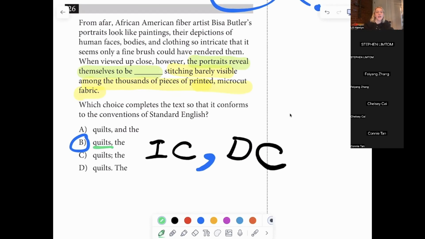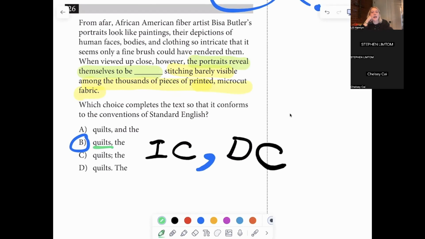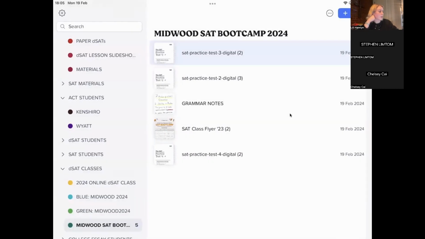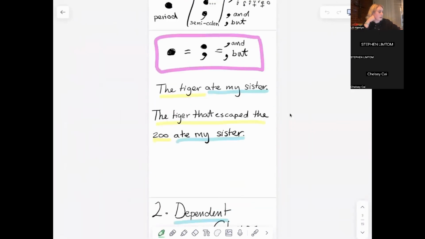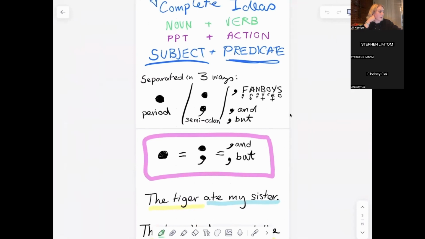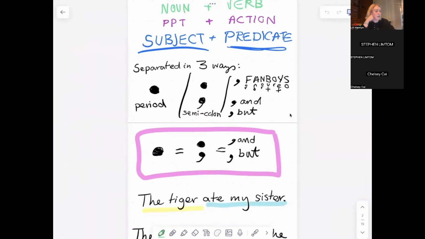Great. Any other questions? A semicolon is the same as a period. If we go back to our grammar notes from earlier, a semicolon, like here, separates two independent clauses, right? So we can use a period, a semicolon, or comma FANBOYS, mostly comma and or comma but. So it's the same as a period. It's used to separate two independent clauses.